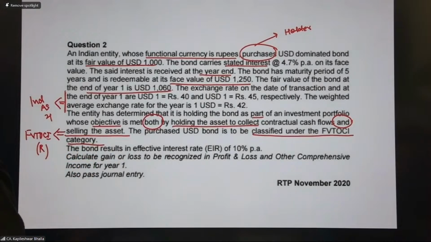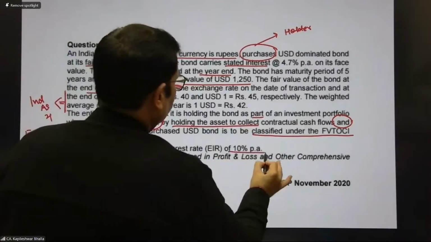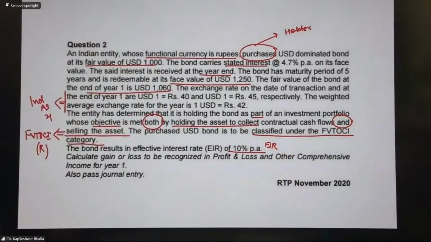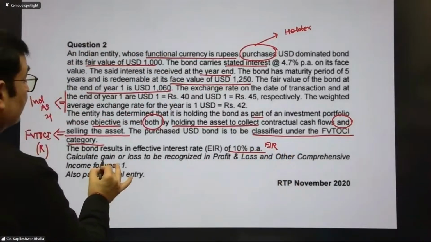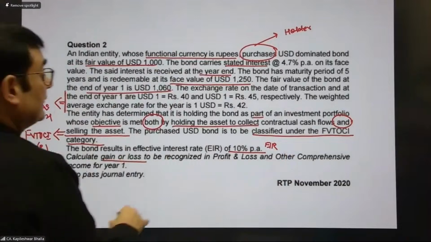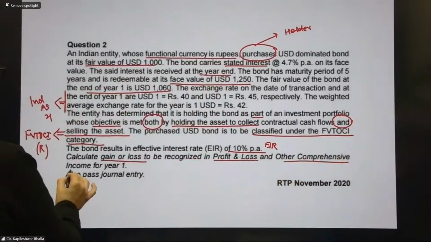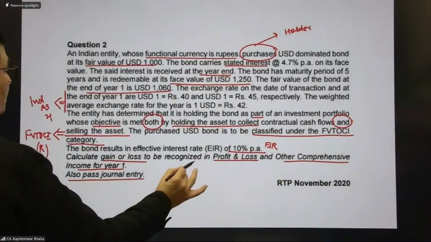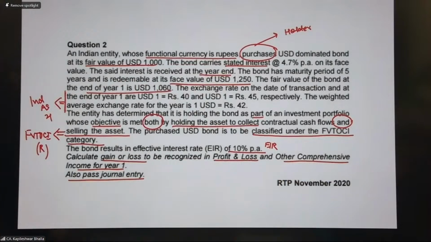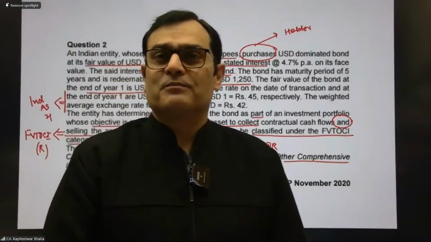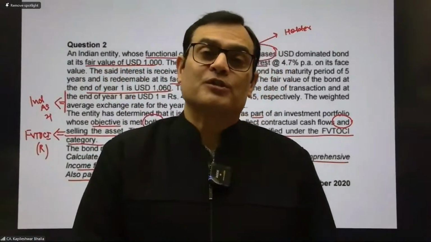Then he says the bond results in an effective interest rate of 10%, so the EIR is also already given. You are required to calculate the gain or loss to be recognized in the profit and loss and in the other comprehensive income for year one, and also pass a journal entry as well. Wow. So here again, the focus is in terms of accounting for OCI category. Now your mind should start working.